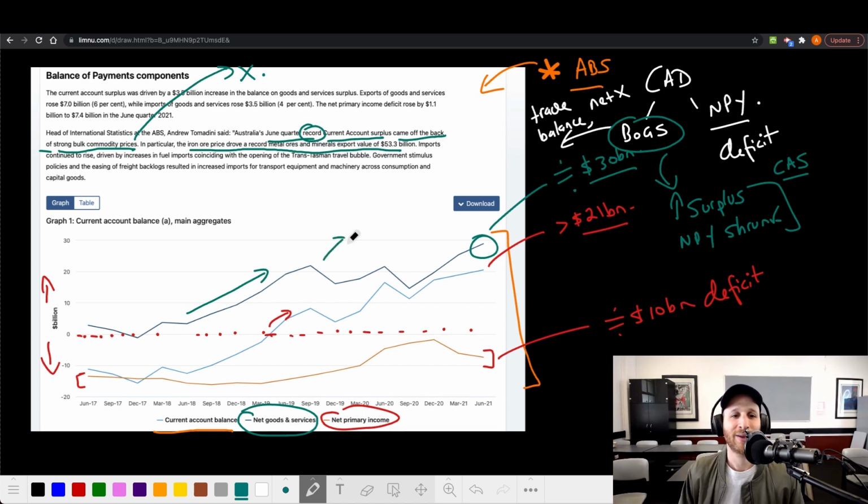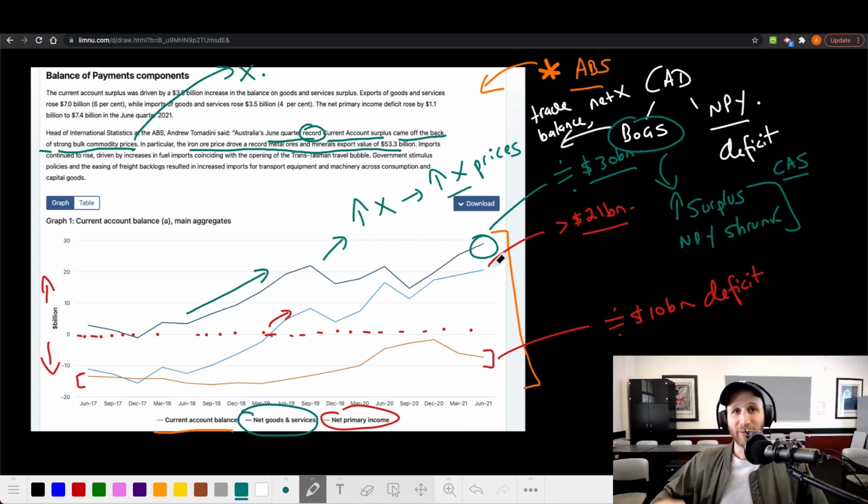So why is that increasing? A rise in exports and a rise in export prices. What's interesting as well is that the ABS says that yes, imports continue to rise, but the real strength in exports and export prices means that that is larger than the rise in imports.